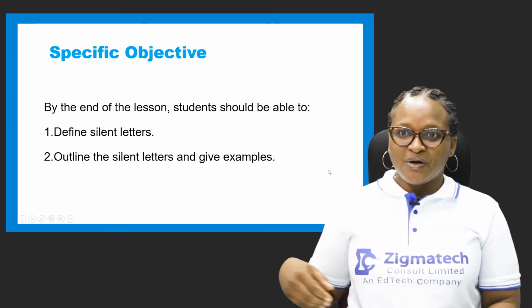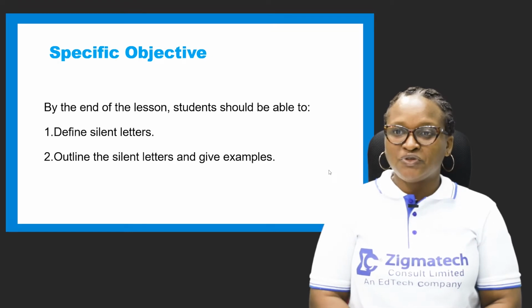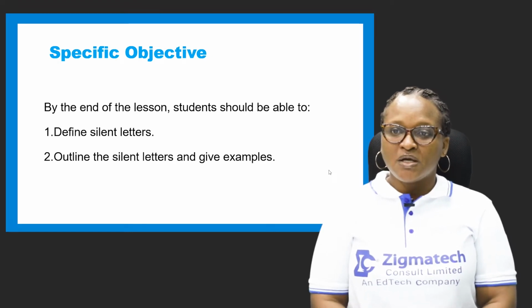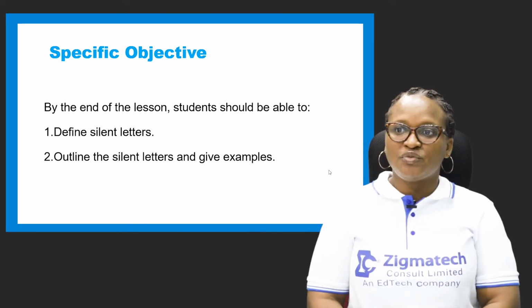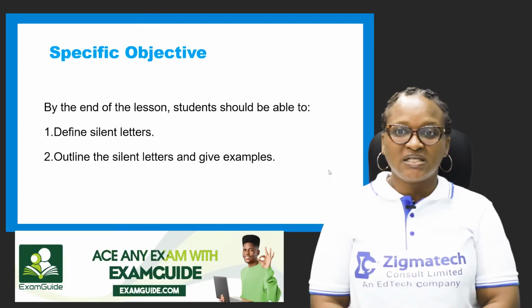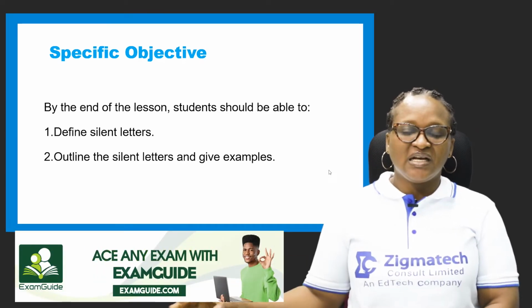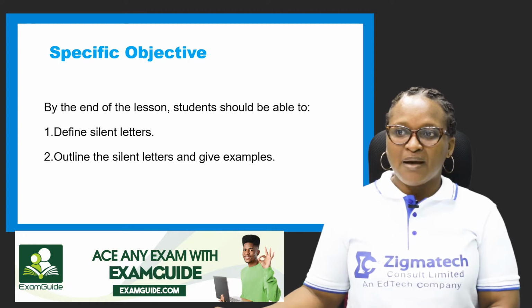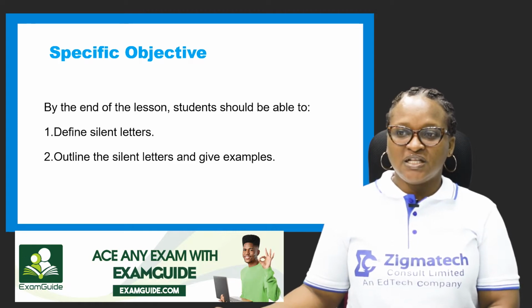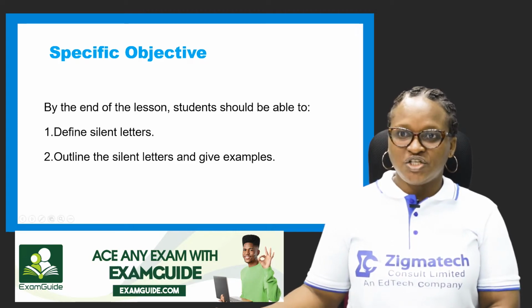Now we'll have our specific objectives. Pardon my not putting the S, specific objectives. So by the end of the lesson, students should be able to define silent letters, outline the silent letters, and give examples. Yes, these are the things we'll actually achieve.